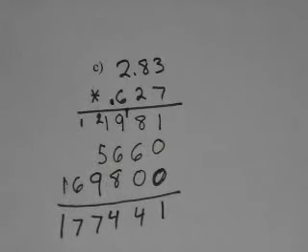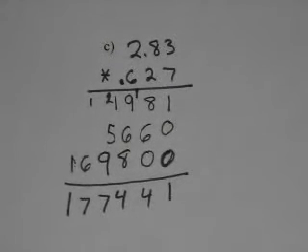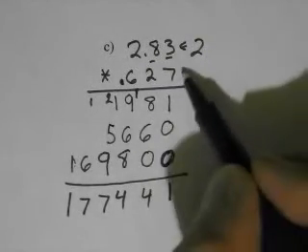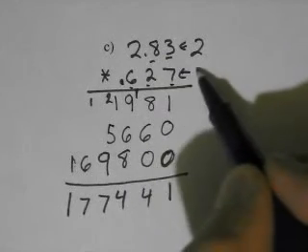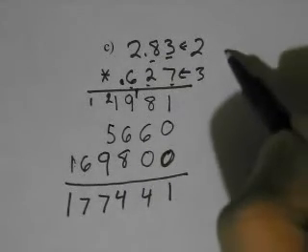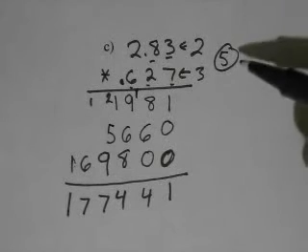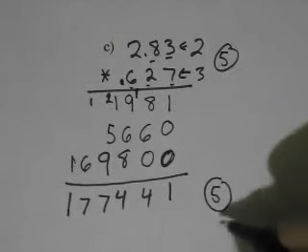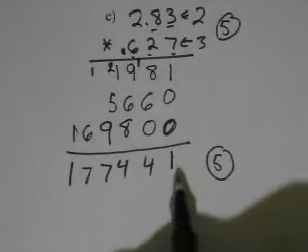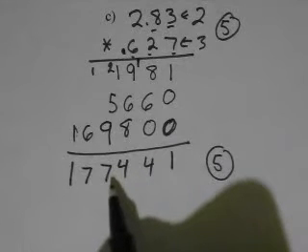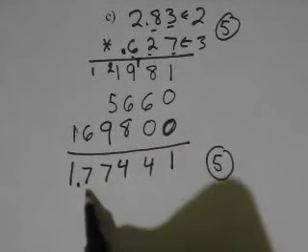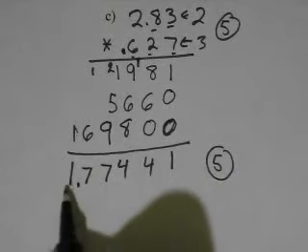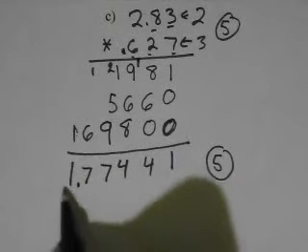Alright, now let's figure out where our decimal goes in our answer. We have 2 numbers after the decimal in the first line, and 1, 2, 3 numbers after the decimal in the second line, giving us a total of 5 numbers after the decimal in the problem, which means in our answer we also need to have 5 numbers after the decimal. So let's see, 1, 2, 3, 4, 5. 5 numbers after the decimal in the answer, so our answer is 1.77441.